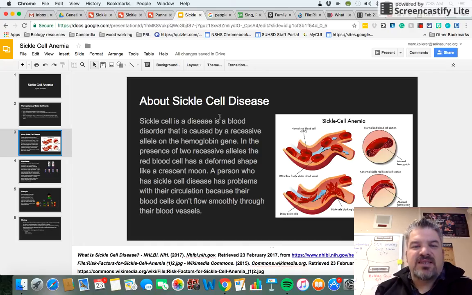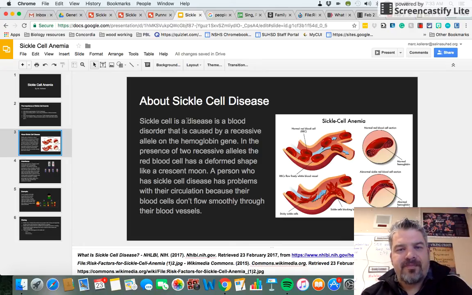Sickle cell disease. You can see in the diagram to the right, and I did not make this diagram. I got this diagram from the link down at the bottom, but it is labeled for reuse, so I can freely use this diagram.